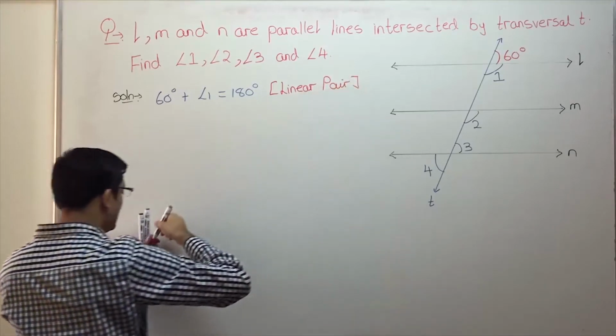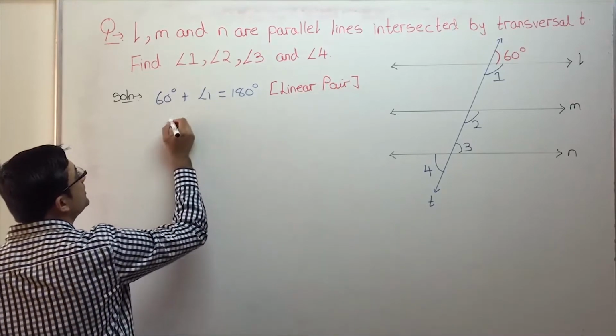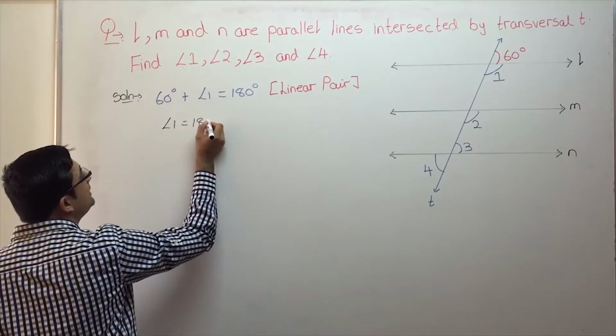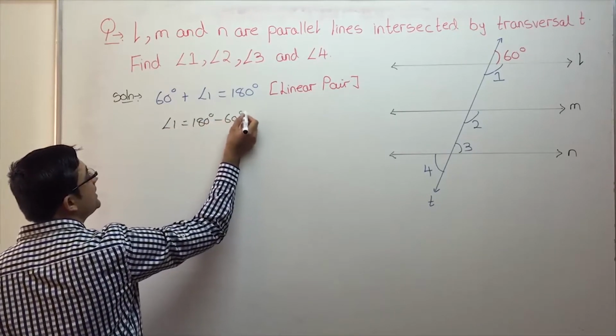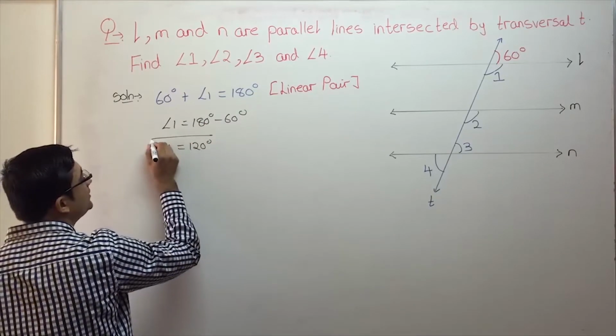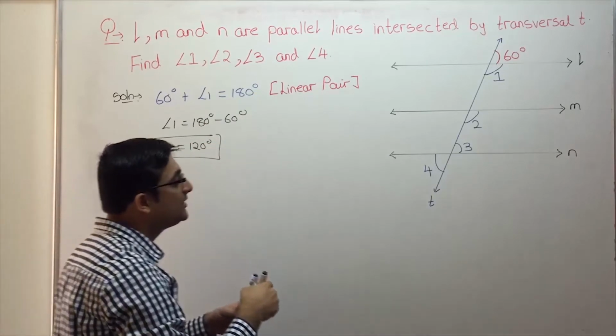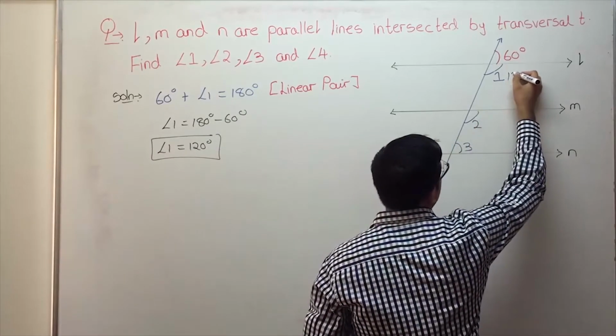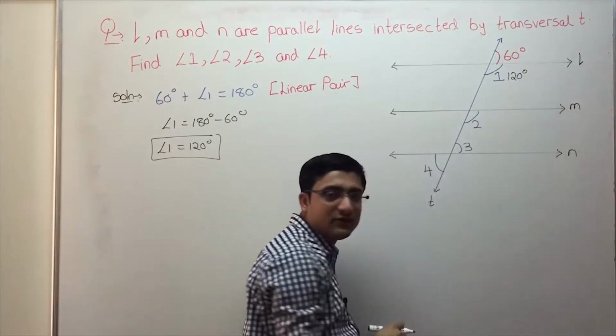So from here we can get the value of angle 1. What is angle 1? It is 180 minus 60. That is, angle 1 is equal to 120 degrees. So we've got the value of angle 1. It is 120 degrees. Write it over here. Now next we have to find angle 2.